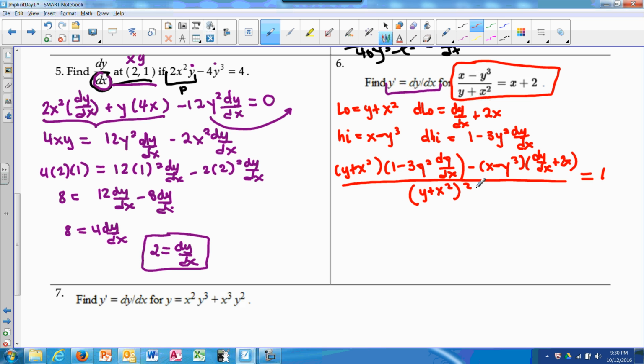Now I'm going to cross multiply. I end up with y plus x squared times the quantity 1 minus 3y squared dy dx minus x minus y cubed times the quantity dy dx plus 2x equals, when I cross multiply, that denominator comes over to the right hand side.